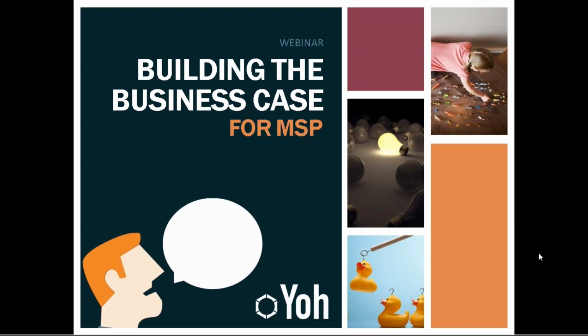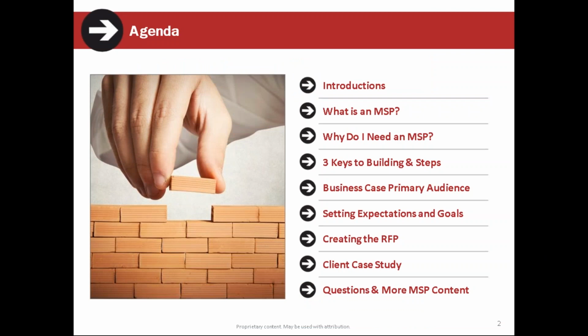If we want to get started, we can quickly go over the agenda. We're just going to do some quick introductions of the people that are presenting today. Then we're going to go over what exactly is an MSP, why do you need an MSP, and then we'll give you 3 keys to building the business case and a couple of steps. We also will cover who your business case primary audience should be and setting the expectations and goals of what should be in your business case. We'll also go over creating the RFP, and then we'll also go over a client case study that we have here. And then at the end, we'll cover any questions that you have.